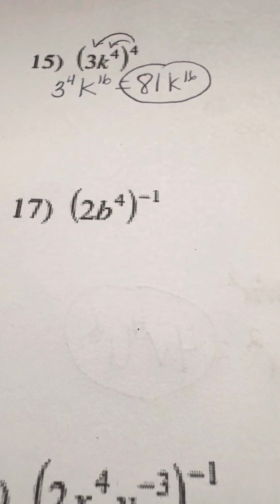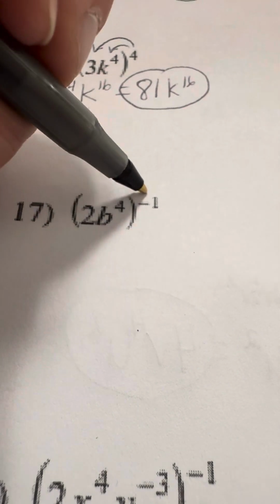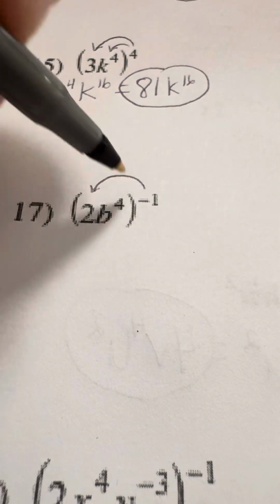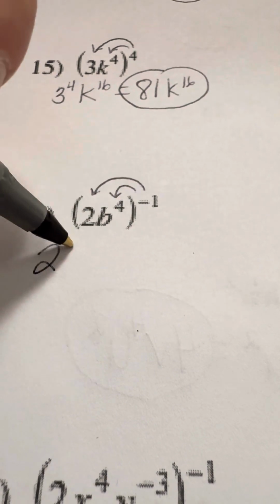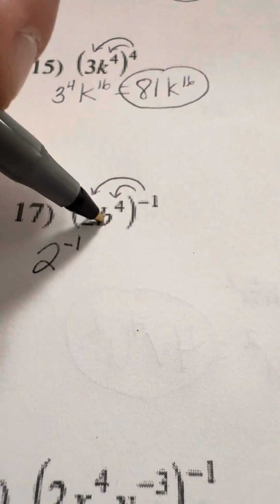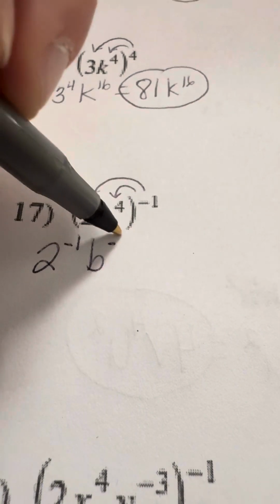I'm actually going to go down here and do this one first before I go to 16 and 18. So this one, we're going to do the same thing. We're going to apply that -1 over here to the 2, as well as to the b. You're going to have 2 to the -1st power, and then you have b, and that's going to be 4 times -1, which is going to be -4.